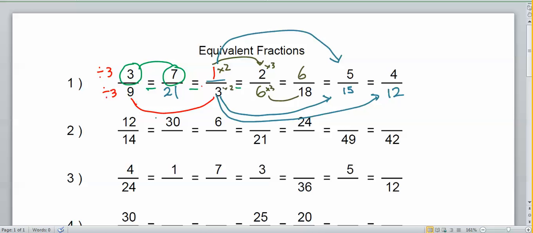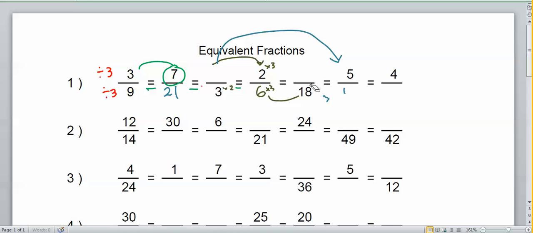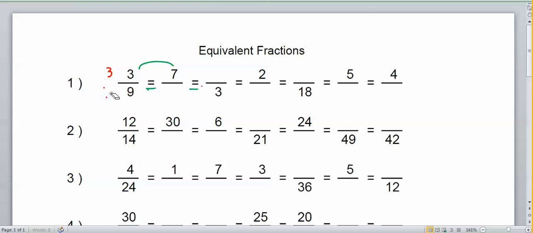Now from here, all we need to do is let's have a go at doing one more. Okay, so that's the top one done. Let's go ahead and do this one. We've got 12 over 14 as a fraction. So we know that fraction is 14 parts, and 12 parts out of 14 is our fraction. Let's have a look here.